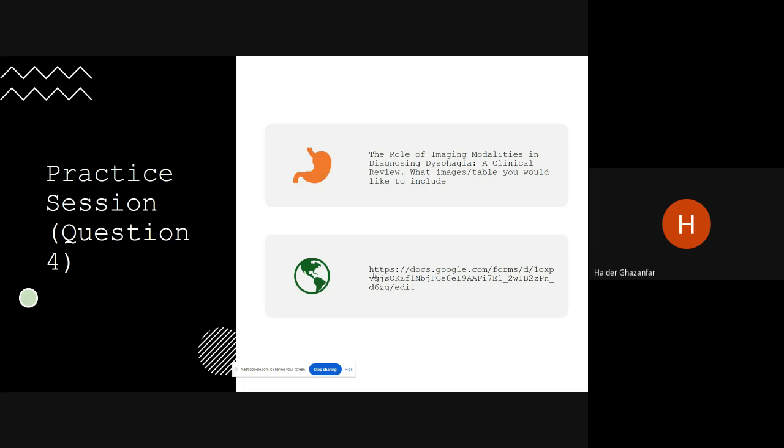Or how you can approach it is, for example, if you are a medical student and your attending asks you what the different imaging modalities are that you can use to diagnose dysphagia, then if you were going to read a review article, what points or what tables would you like to have in that review article. So you can just mention in one line the tables or the images you would like.